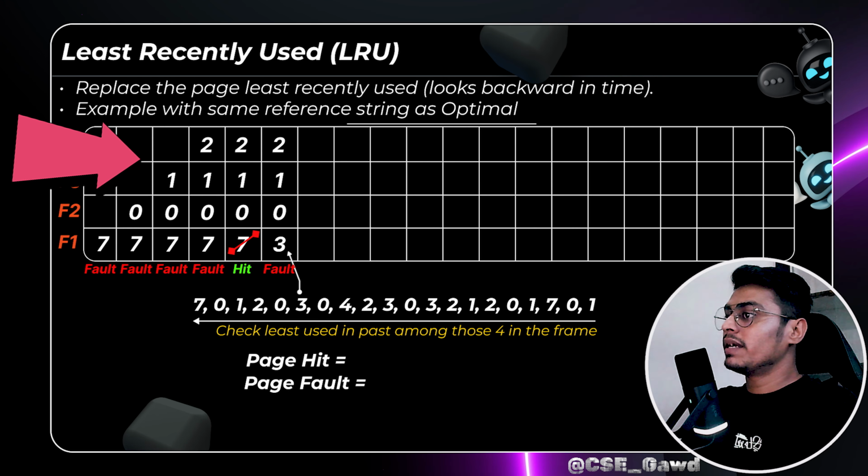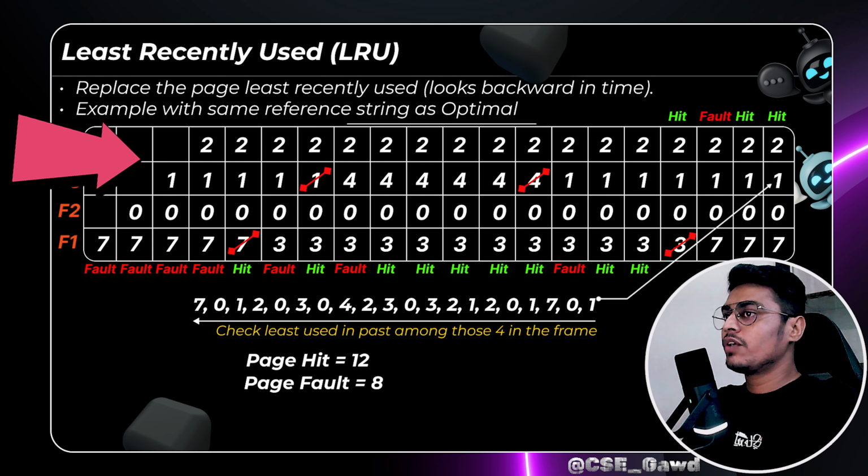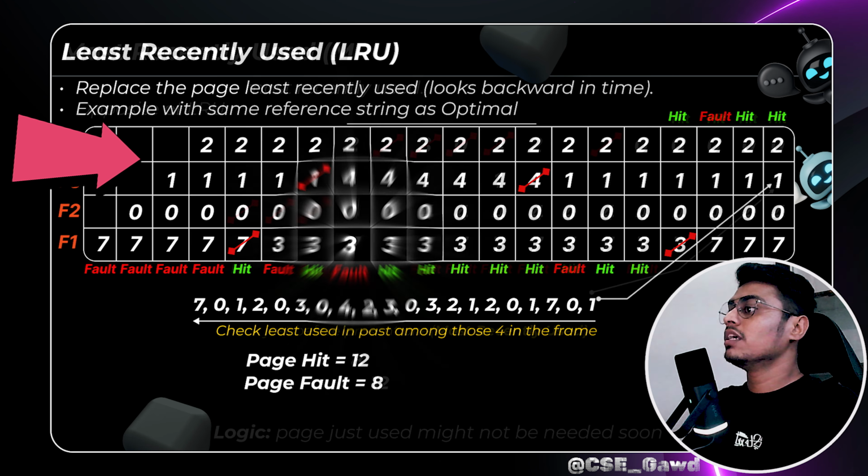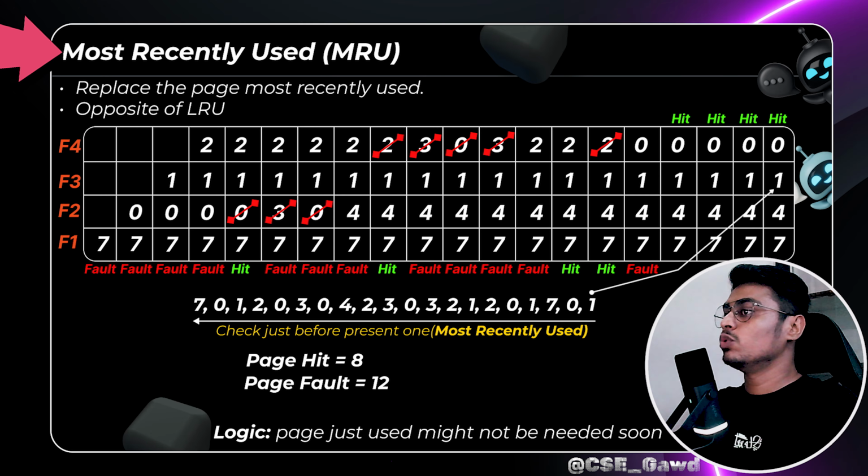LRU generally performs better than FIFO because it considers the recency of page use. However, LRU requires more overhead for tracking when each page was last used, which can be implemented through hardware support or software techniques. Now, moving forward to most recently used, MRU.